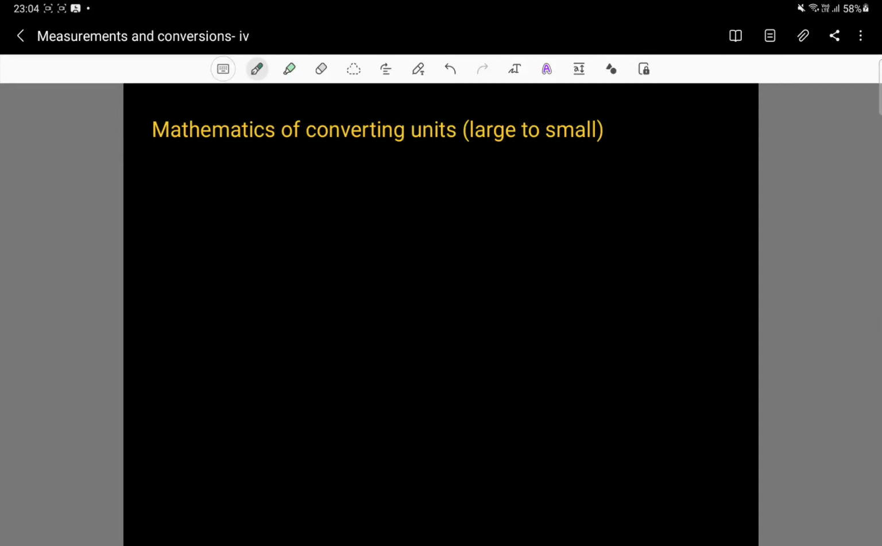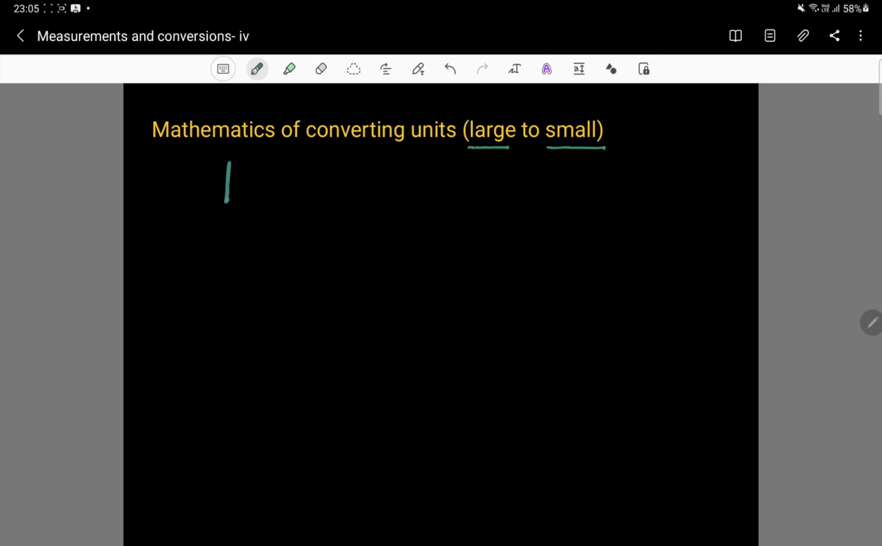Welcome to the third video on converting units. Now, in this video, we will dive into the process of learning the mathematics of converting units. In our previous video, we discussed that units can be converted. Larger units can be converted into smaller units, and smaller units can be converted into larger units. In this video, we will simply learn how to convert a large unit into a small unit.